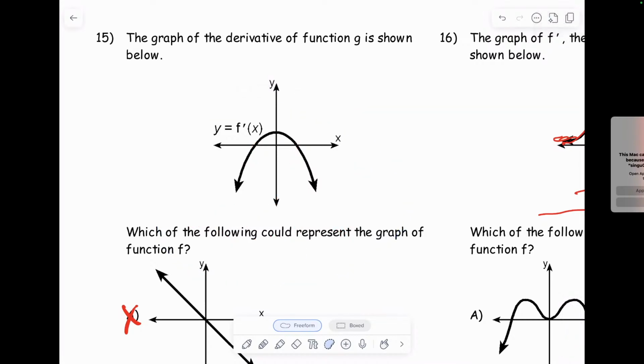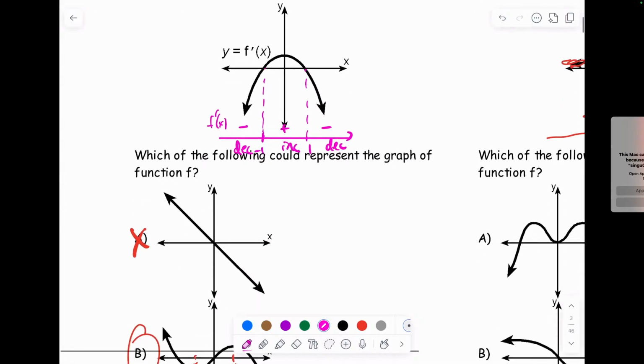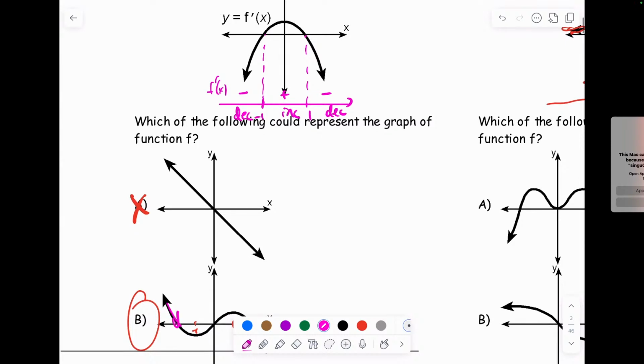Just take a drawing like this. The only thing you need to draw. And then here is gonna give you 0, right? So this is a negative. We're gonna say this is negative 1 to 1. And below this is f prime of x. Below the x-axis is gonna be negative, positive, negative. So it'd be decreasing, increasing, decreasing. So which one is decreasing, increasing, and then decreasing?